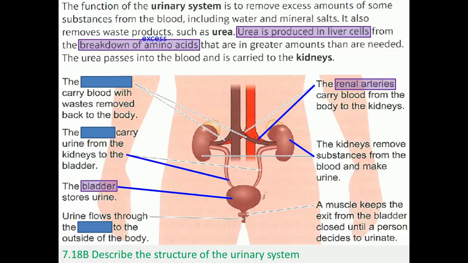And to reach the bladder, it has to travel through the ureter. And then to get rid of the urine out of the body, it travels through the urethra. So you've got to make sure you know the difference between ureter and urethra. Ureter is how the urine is carried from the kidneys to the bladder, whereas urethra is how the urine is removed from the body. And then the blood that is moving out of the kidney goes out through the renal veins.